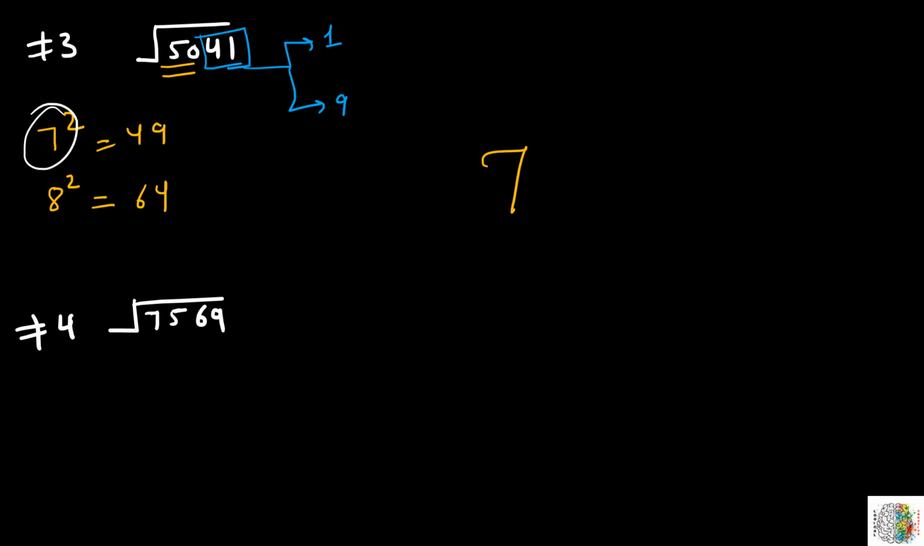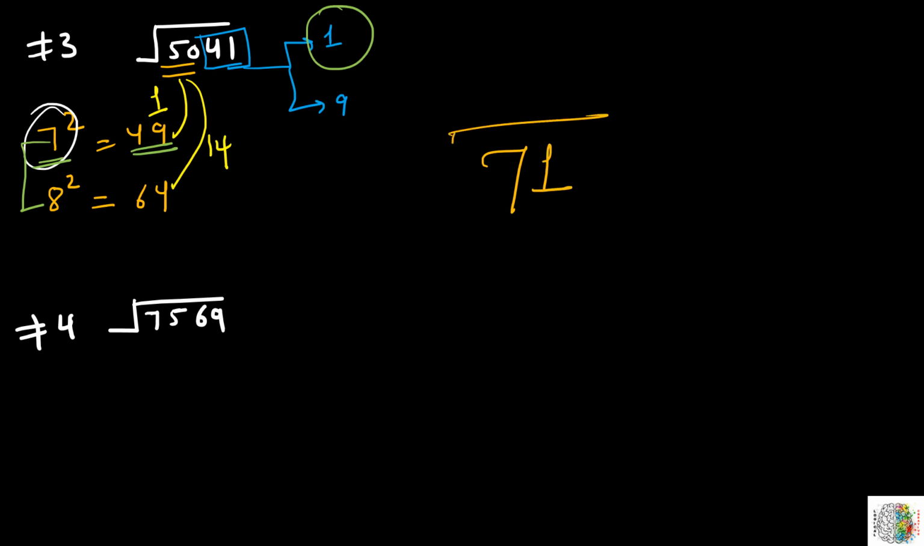Okay. Now to get the second digit, we will check whether 50 is nearer to 49 or 64. So 50 minus 49 is equal to 1 and 64 minus 50 is equal to 14. So it is nearer to 49, which is the square of 7, and 7 is the smaller between these two numbers. So we will take the smaller number. So our answer is 71. The square root of 5041 is equal to 71.